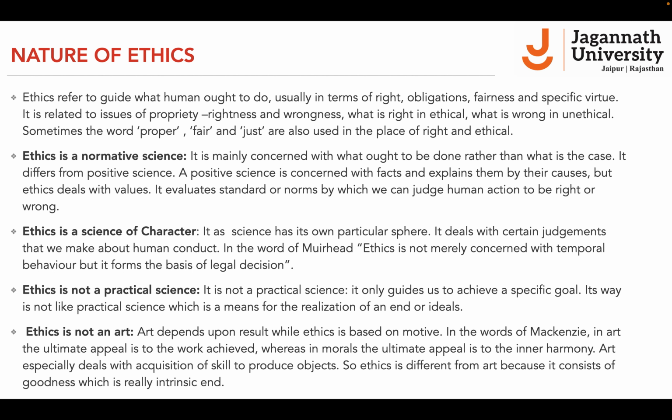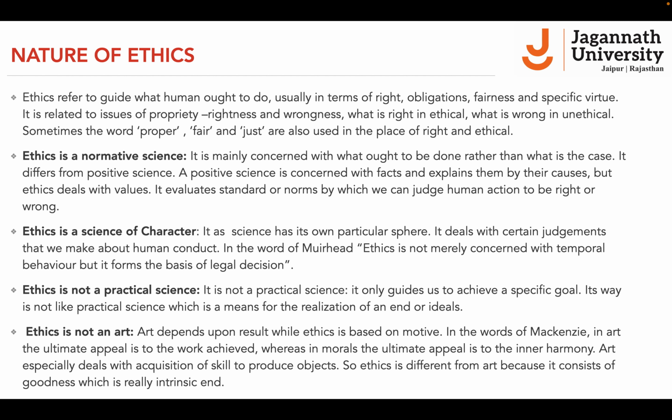Let's discuss the nature of ethics. Ethics refers to guiding what humans ought to do, usually in terms of rights, obligations, fairness, and specific virtues. It is related to issues of propriety, rightness, and wrongness. What is right is ethical; what is wrong is unethical. Sometimes the words proper, fair, and just are also used in place of right and ethical.